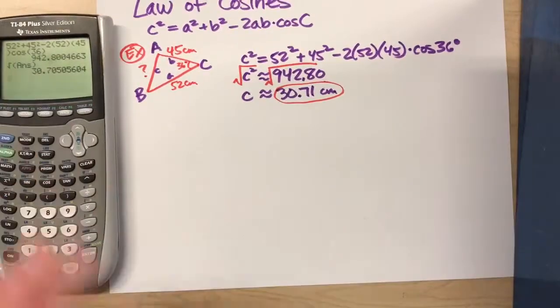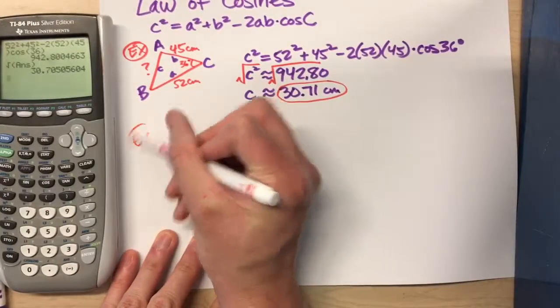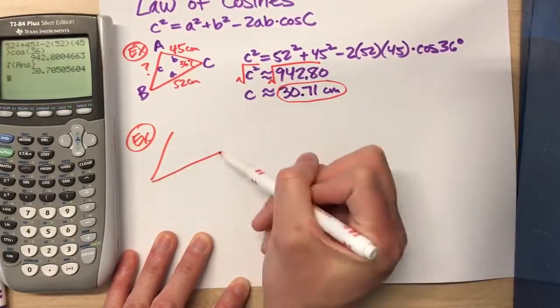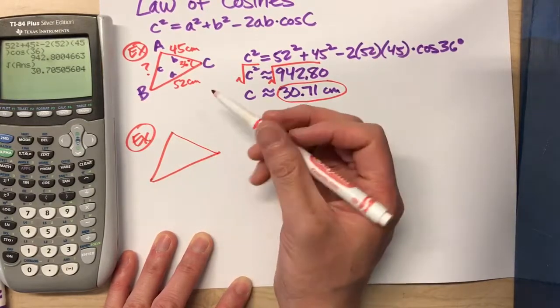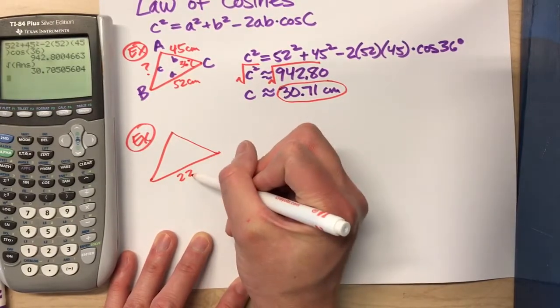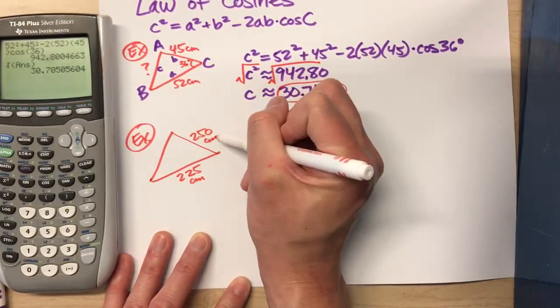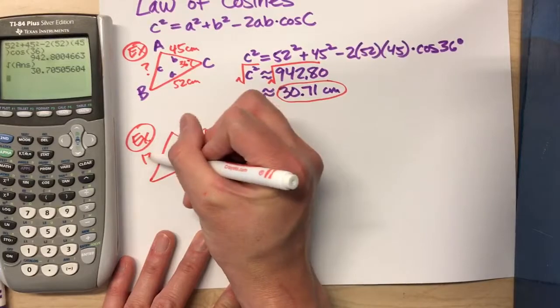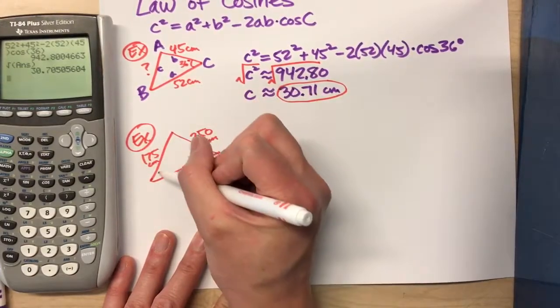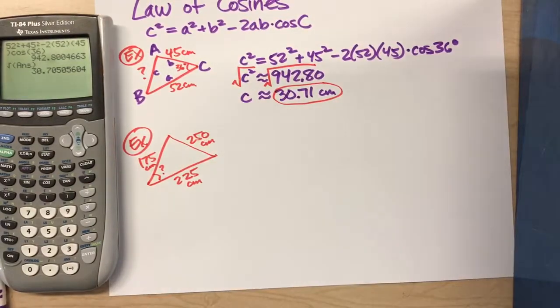Now, the law of cosines can also be used to find missing angles if you know all three sides. So my second example here, here's another triangle. It's probably not to scale. This side is 225 centimeters. This side's 250 centimeters, so it's definitely not to scale. And this one is 175 centimeters, and I'm trying to find this angle right here.